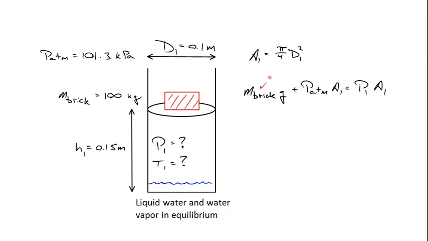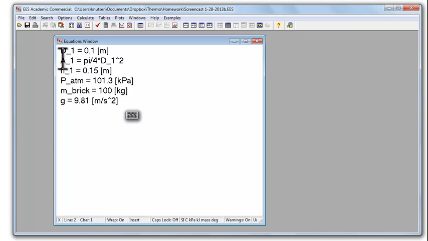So we look at it, you know the mass of the brick, you know gravity of course, and you're given the pressures and the areas. So we can solve for that. We can solve in this case for P1. I want to show you how to do this. It's a simple problem, but I want to show you how to use Engineering Equation Solver, a software program to solve for it.